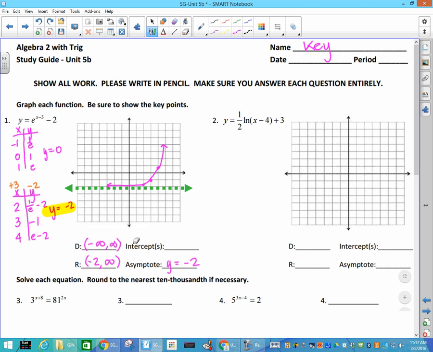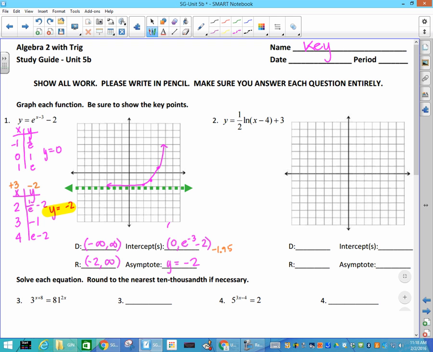Okay, intercepts. When you look at your graph, you need to decide, does it cross both axes? And it does. This one is when x equals 0. So if I put x equal to 0, that's going to be e to the negative 3 minus 2. Now if you want to go figure out what that decimal is, absolutely go for it. It ends up being negative 1.95. So I'm going to look at that, and that's looking like about where I've graphed it.